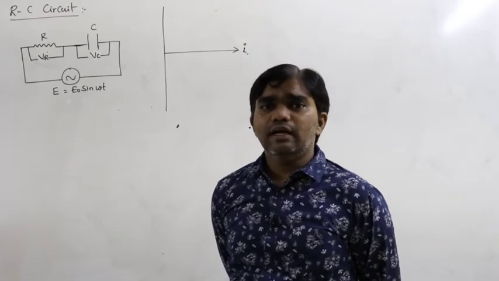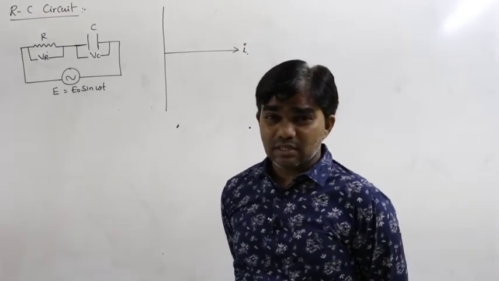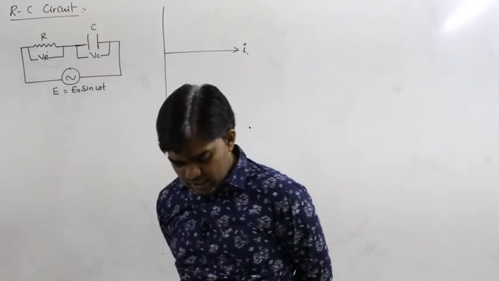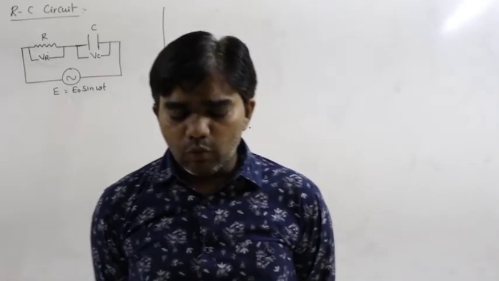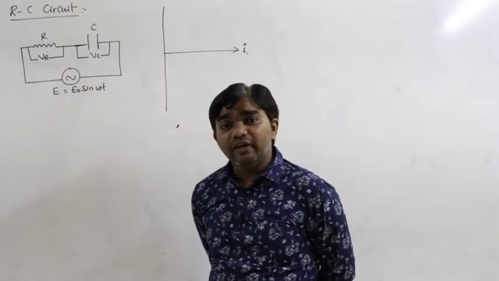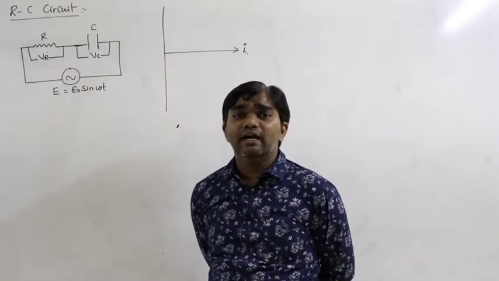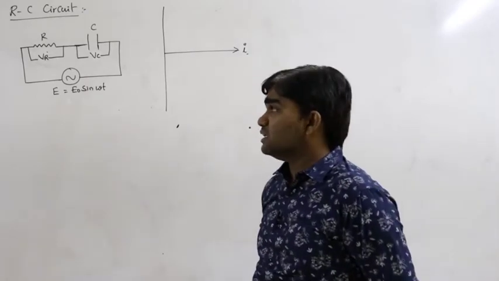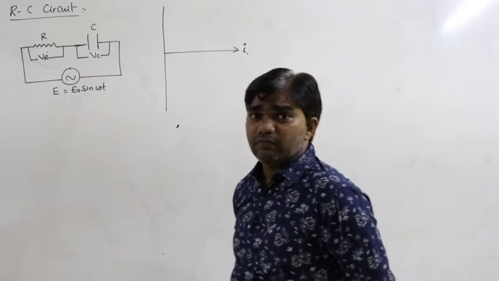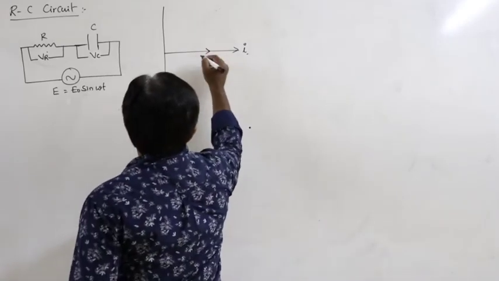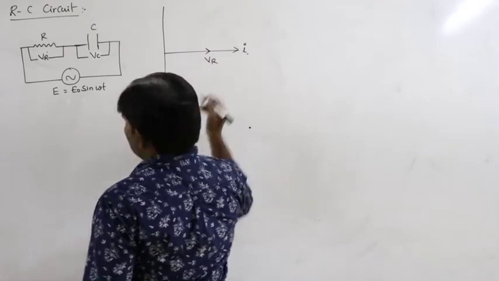Resistor and capacitor are connected. If only resistor is connected in the circuit, what happens? The phase difference between the EMF and current must be 0. So that means here it is VR, no doubt about that.